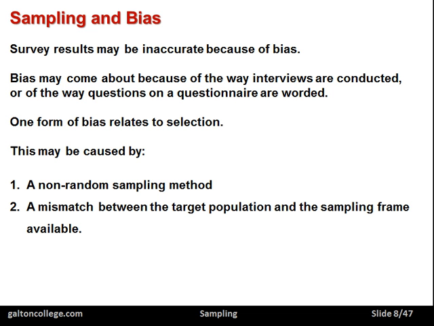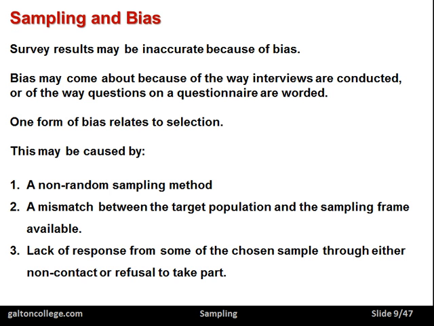A mismatch between the target population and the sampling frame available. That is the essence of the bias. When there is a significant difference between the results from the sample and what is actually the case within the population. So let's say the sample had a mean of 10, but we know that the population has a mean of 20. Now clearly the sample is way off. It's 10, and the true mean of the population is 20. Something has gone wrong in the sampling procedure. It's biased. Perhaps the sample was not large enough, or perhaps it was selected in the wrong way.